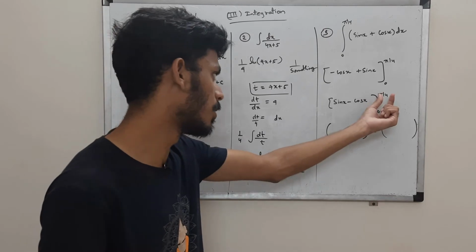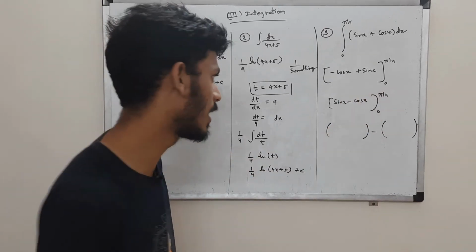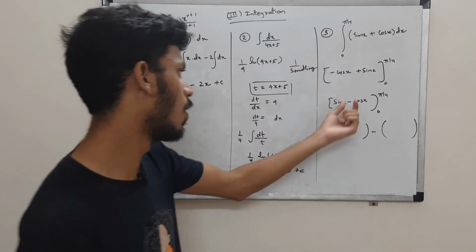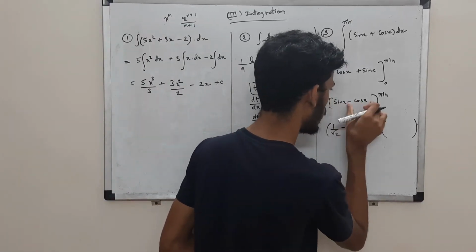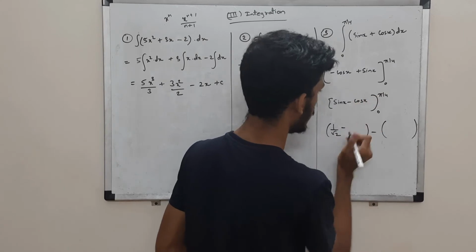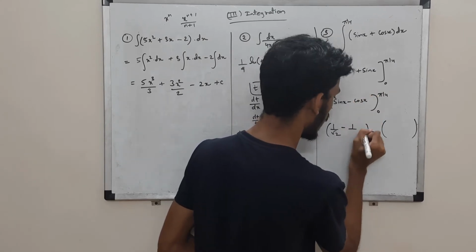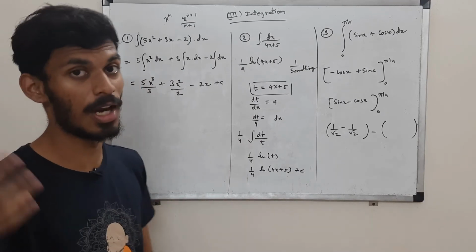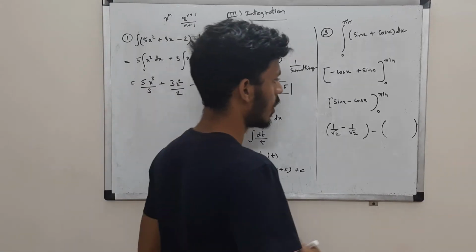For the upper limit, substitute pi by 4 wherever there is x. So sine of pi by 4, sine of 45 is 1 by root 2, minus cos of pi by 4, again 1 by root 2, right? Sine of pi by 4 and cos of pi by 4 are both 1 by root 2, 45 degrees basically.